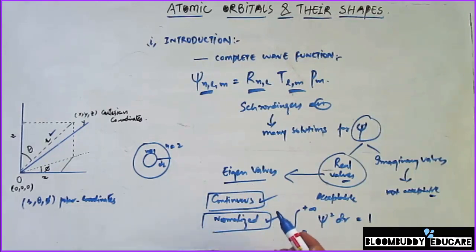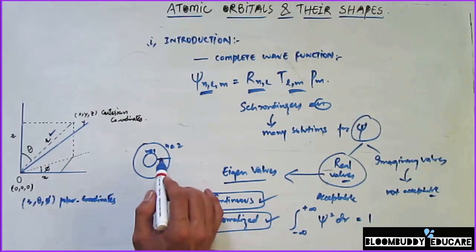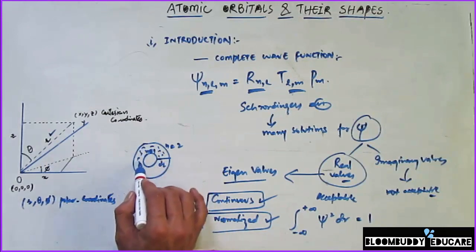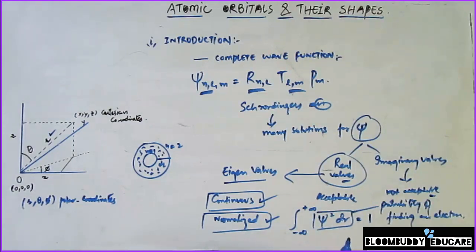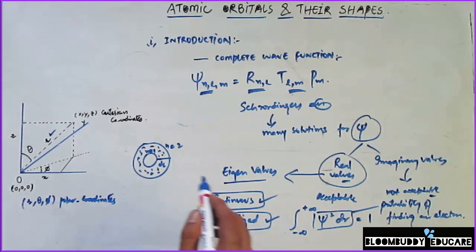So in other words, we can say this psi square dr is basically the probability of finding an electron in this area. The probability of finding an electron in this area is represented by this psi square dr, and this probability gives us the idea or the concept about the atomic orbital. So in my next section, I'll tell you what the atomic orbital is and what the probability of finding an electron in that orbital is.